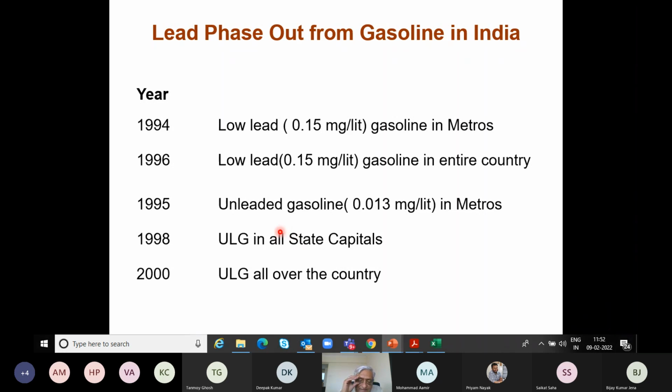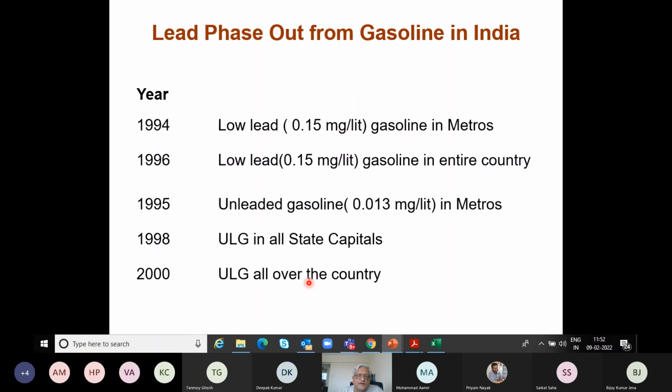And then slowly and steadily, the leaded gasoline was phased out. In 1998, in fact, completely unleaded gasoline in all the state capitals. And since 2000, for the last 22 years now, we have unleaded gasoline in our country. But if you look at this time span, it took around 6 to 7 years for our country to go from a fully leaded gasoline to a completely unleaded gasoline. But on the other hand, if you look at the Western world, including Europe, US, and some of the other developed countries, they took almost close to 15 to 20 years to go from fully leaded to fully unleaded.